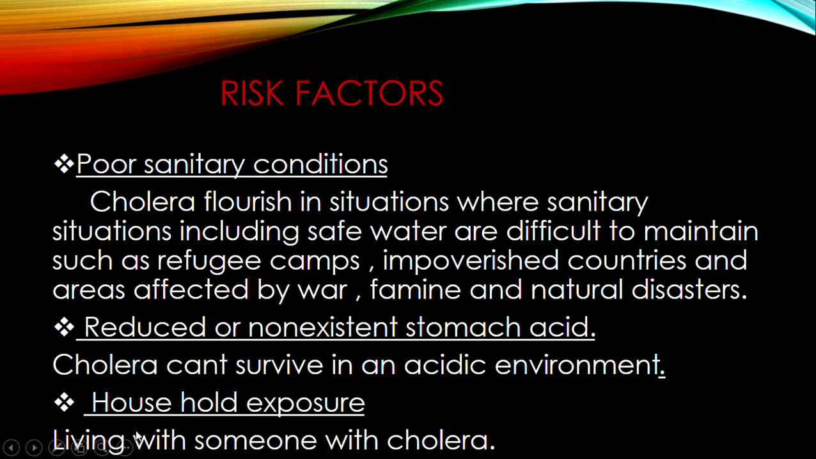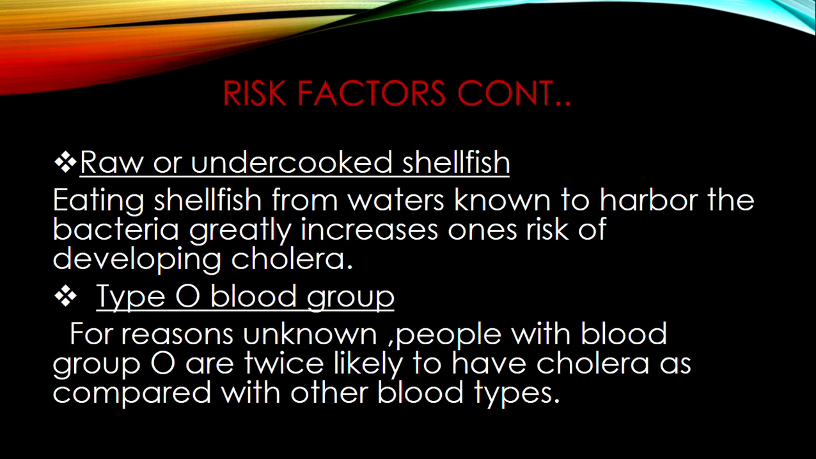Then the third point is household exposure. This occurs when in the house there is a person who has got Vibrio cholerae. Because it's infectious, cholera can be transmitted to other members of that household. The fourth risk is raw or undercooked shellfish. Eating shellfish from waters known to harbor the bacteria greatly increases one's risk of developing cholera.